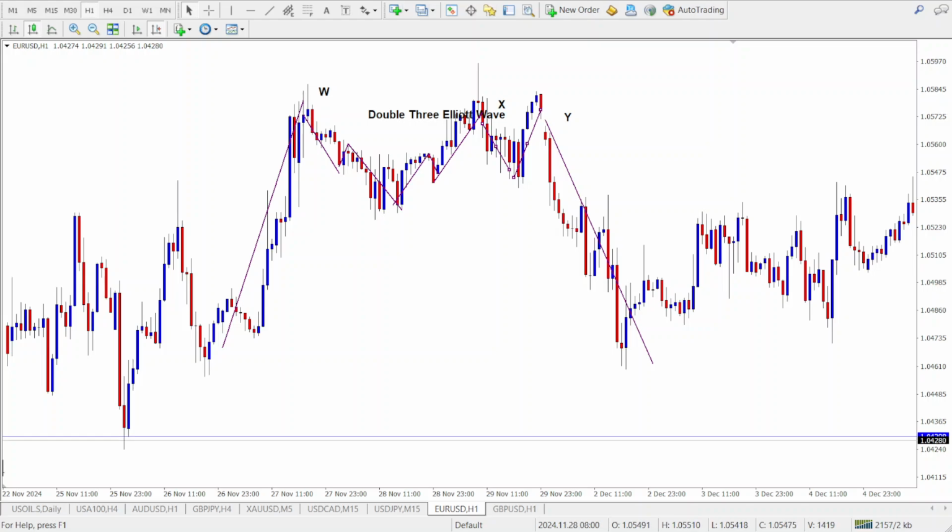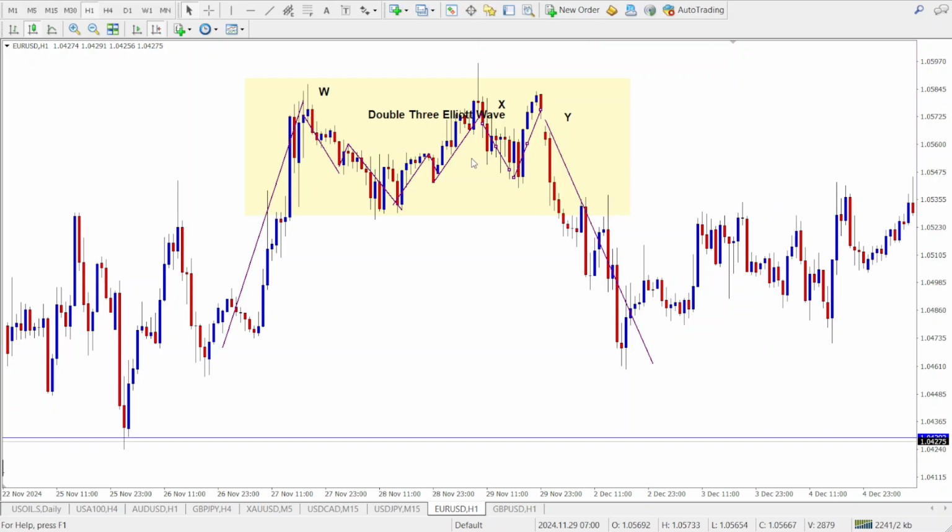Now that we know how to identify the double three, let's talk about how to use it in your trading strategy. The key takeaway is that the pattern indicates a pause in the current trend. So once the pattern completes, you can anticipate a breakout or a reversal. Now, this is particularly useful when trading Forex, where trends can often take a sudden turn after a period of consolidation, like what we can see happen around here, right?